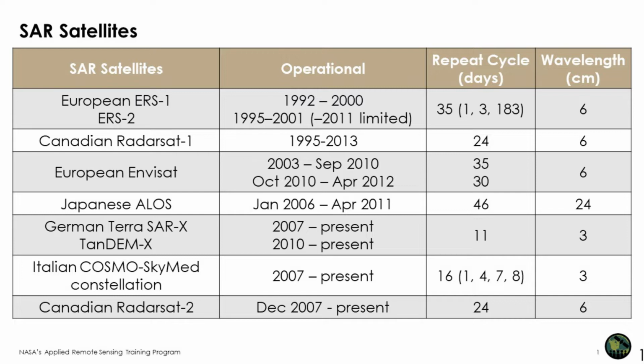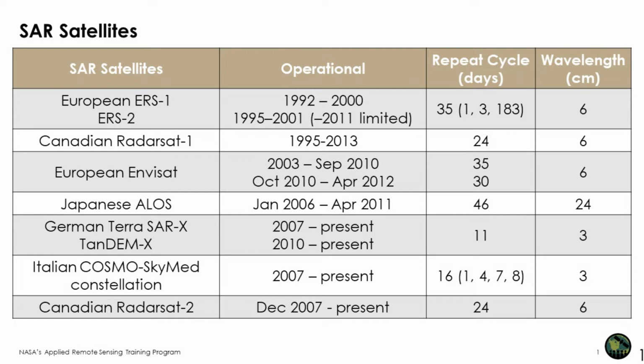There's the European Space Agency Envisat satellite that was operated from 2003 to September 2010, then moved to a different orbit. The original orbit was 35 days, the same as ERS-1 and ERS-2, but after September 2010, they moved it to a different orbit that had a 30-day repeat and was drifting, so it was less useful for interferometry. And that was also a C-band satellite, 6-centimeter wavelength.